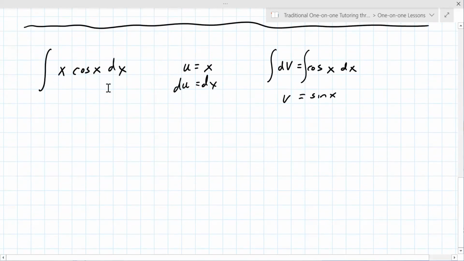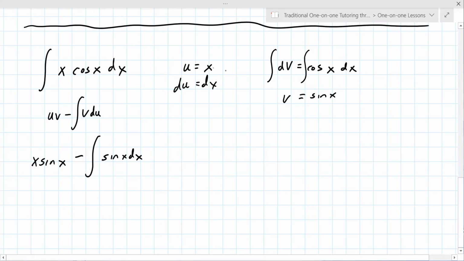Okay, so practice helps, I guess. So uv minus integral v du. So it's x sine x minus integral sine x dx. Wait, what?